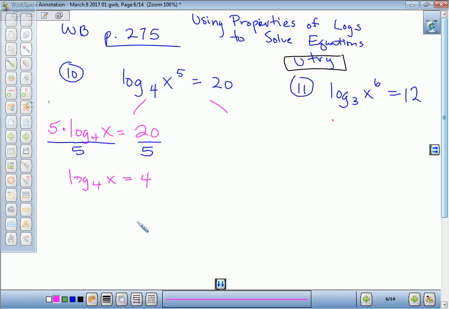Now, this is our rule. When we get it down to a single log, and you can't look at it and tell me the answer, switch forms. So when I switch forms, this becomes 4 to the 4th equals x.